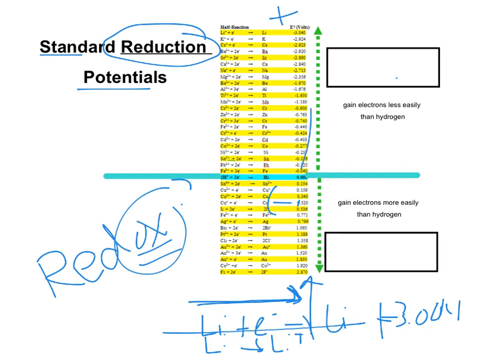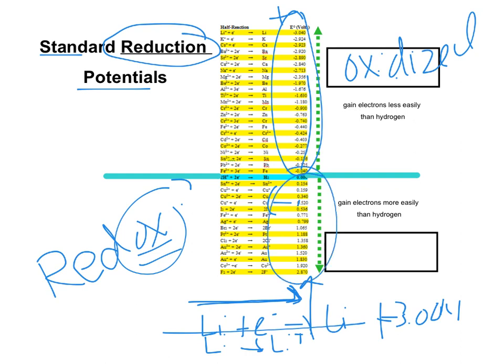So with an idea, like anything that's negative, they actually would prefer the opposite of reduction. They would prefer to be more oxidized. And then if they're positive, they like the direction they're already in, which means they're being reduced.